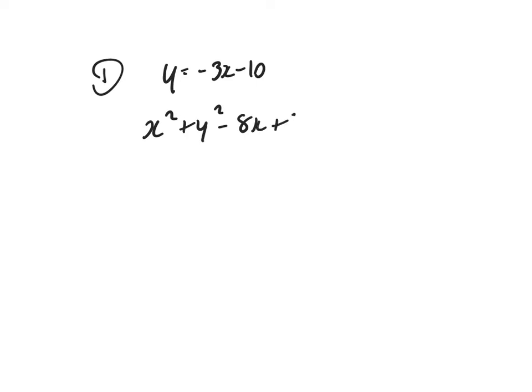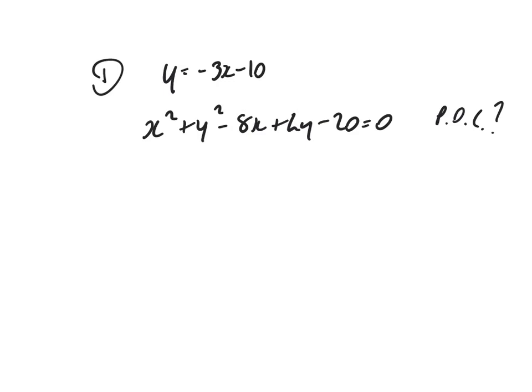Okay, we're going to do some questions involving proving tangency to circles. So we've got example 1. We're going to show that y equals minus 3x minus 10 is a tangent to the circle with equation x squared plus y squared minus 8x plus 4y minus 20 is equal to 0. And the question then asks us to find the point of contact as well.